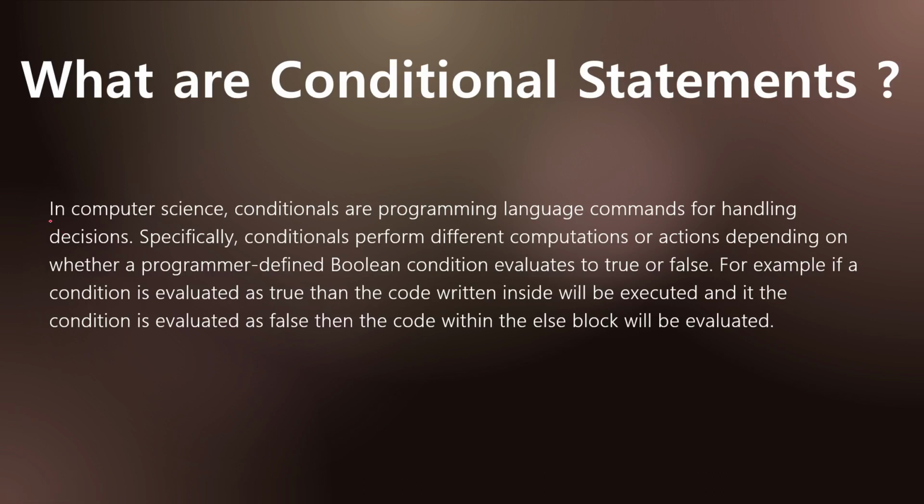The first line says that in computer science, conditionals are programming language commands for handling decisions. They are just commands in programming for handling decisions. Like if it is true, then do this. If it is false, do this. And the next line says, specifically, conditionals perform different computations or actions depending on whether a program-defined Boolean condition evaluates true or false.